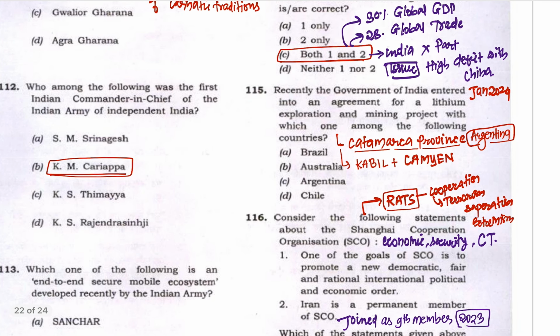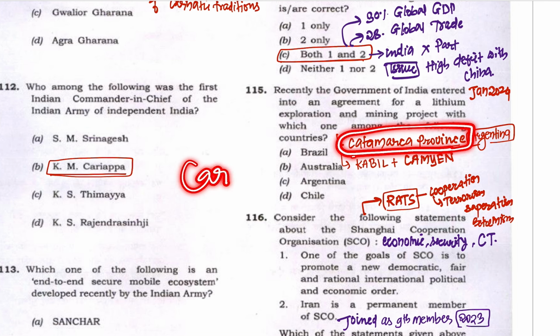Now, India recently entered into an agreement with Argentina for the exploration of lithium. We know that Argentina, Chile, and Bolivia have the largest potential of lithium in the world, right? So, among them, India has signed an agreement with Argentina. India's Kabil, that is Khanij Bidesh Limited, and Argentina's Camyen, these two companies are collaborating to explore lithium in the Catamarca province in Argentina. Catamarca province. Remember this word, Catamarca province.